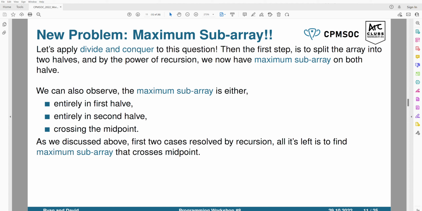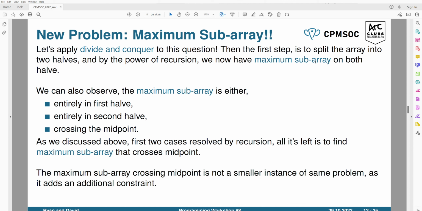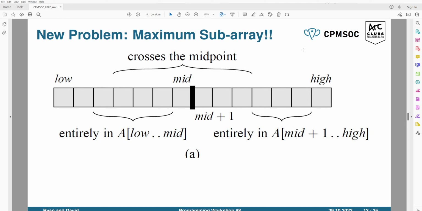Another thing we want to notice here is that finding the maximum subarray crossing the midpoint is not a smaller instance of the same problem, because it adds an additional constraint. So it's very important. By this additional constraint, we can actually come up with a clever solution to solve it in linear time. We propose a solution here.